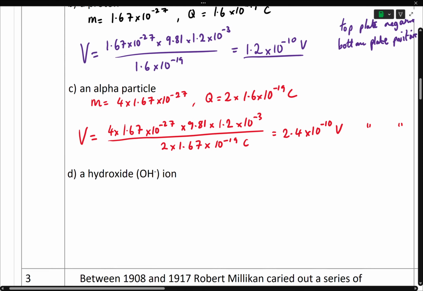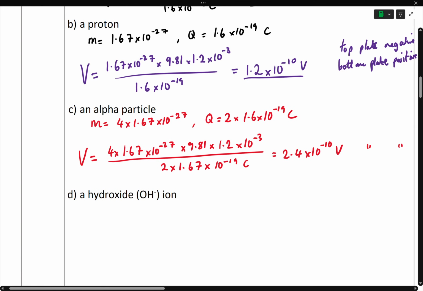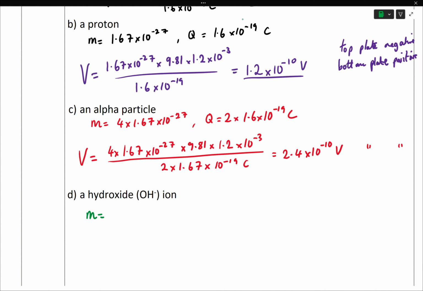The last one, a hydroxide ion. Again, we'll use a new colour. So the mass is going to be made up of oxygen and hydrogen, one oxygen, one hydrogen. So our oxygen, we're going to say, has a mass of 16. Our hydrogen, a mass of 1. So we've got 17 lots of 1.67 times 10 to the minus 27. Because it's the whole atom, we might use 1.66 as a better value, but I wouldn't worry too much about which of the two we use. If you looked up the mass of the hydroxide ion, that's fine.